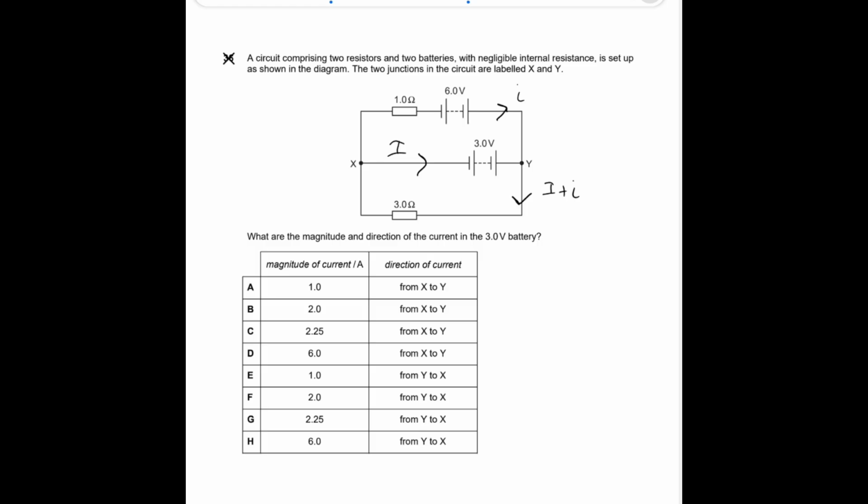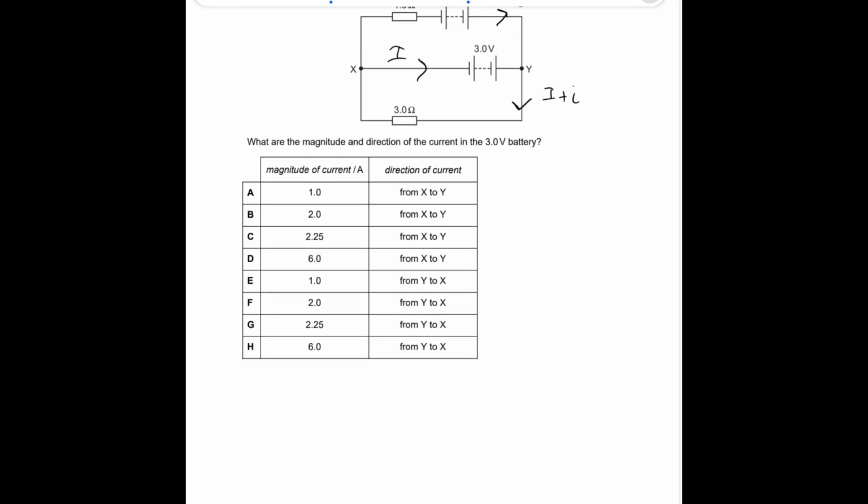So we're going to apply the voltage law, that if you go around a closed loop, then the voltage always sums to 0. So which loop should we do first? Let's do this loop first.